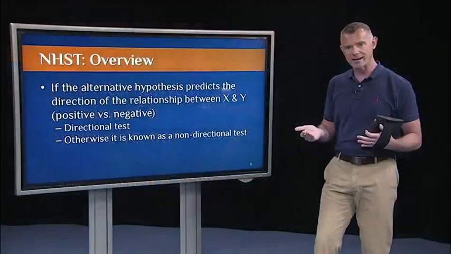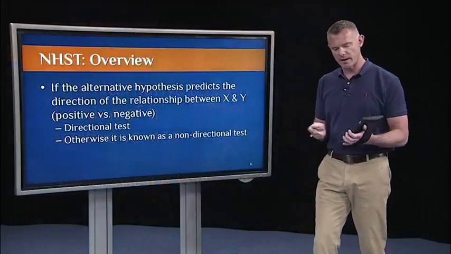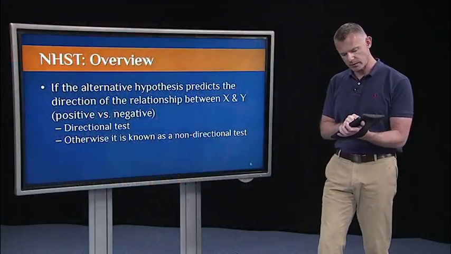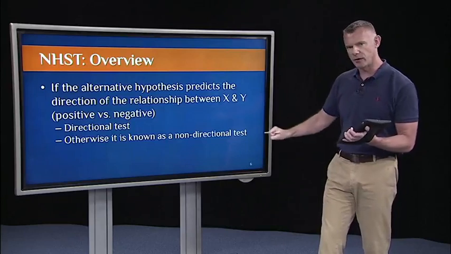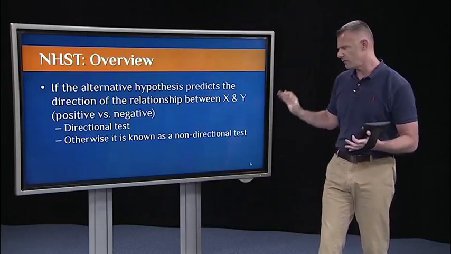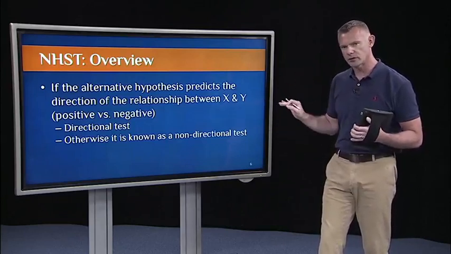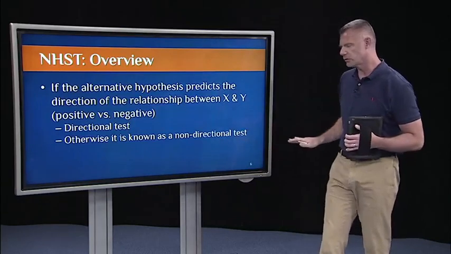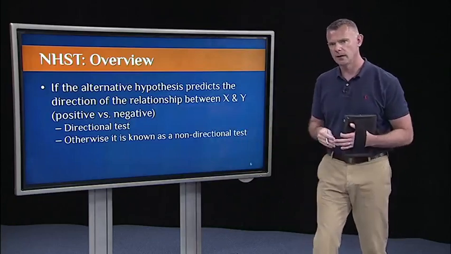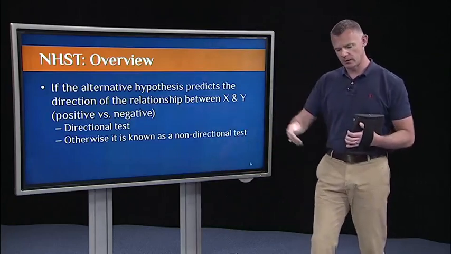We could be more agnostic about what might happen in a study or an experiment and not predict the direction, so that's known as a non-directional test. You might have heard of these before. The directional test is sometimes referred to as a one-tailed test, and the non-directional a two-tailed test. And we'll talk about why that is in the next lecture.